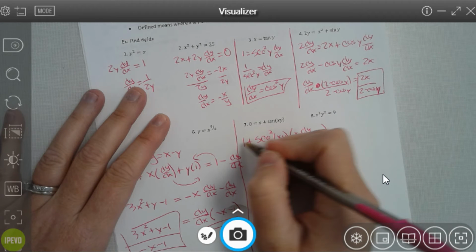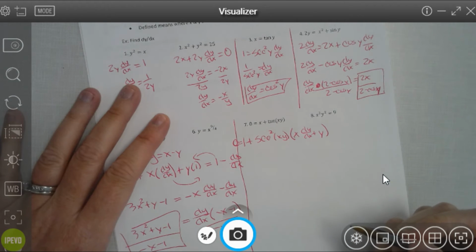Sorry, I dropped that part. It does equal 0. Sorry if the screen's locking up on you. It looks like it's locking up on me here.